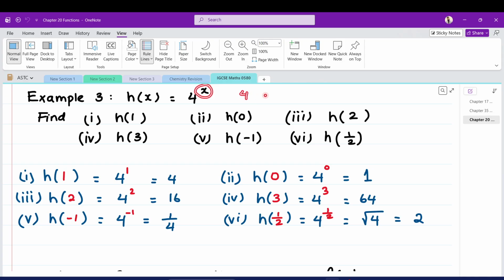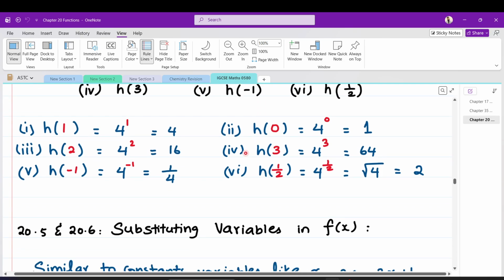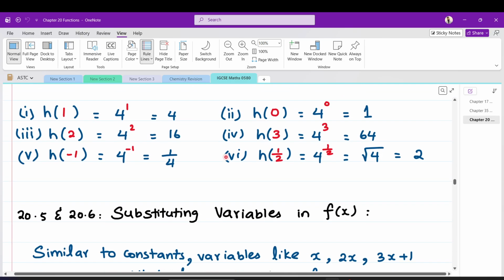So this is what I'm going to write down. H of x plus 1 is equal to 4 to the power of x plus 1. Same concept, just the difference is that instead of constants, now I'm plugging in variables. And that is what our next topic is about: substituting variables in f of x.